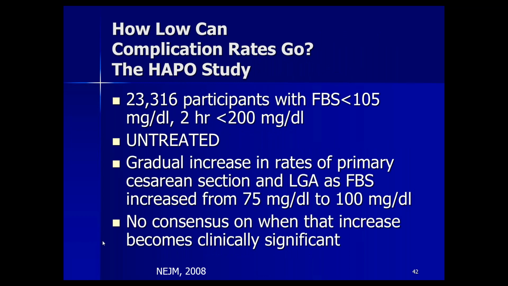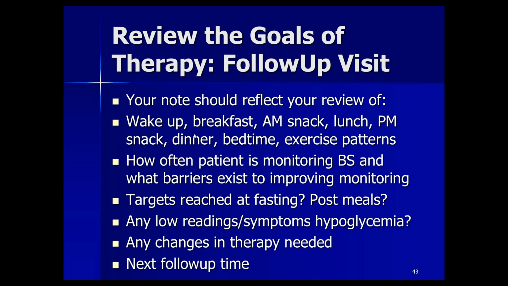Now, how low can you get the complication rates? Well, I'll tell you what you can't do. You can't get to 0. The HAPO study is probably the largest one of these, 23,000 participants. Here's their criteria, untreated, and what you essentially saw was gradually increasing rates of primary cesarean section as the fastings went from 75, which is pretty normal in the lean patient, to 100 milligrams per dL. No consensus on when that increase became clinically significant. So you talk about this with your patient.